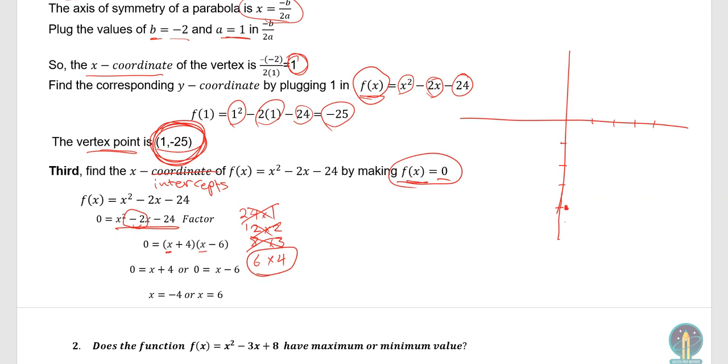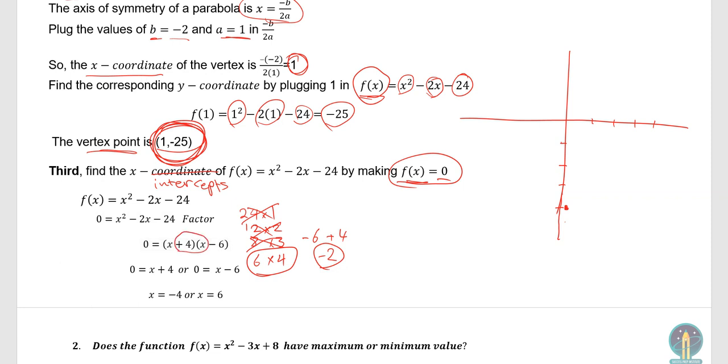Okay? And what is that way? If we had minus 6 plus 4, that gives us minus 2, right? So we have x minus 6 and x plus 4, such that if we add them, we get a middle term of minus 2. Okay?